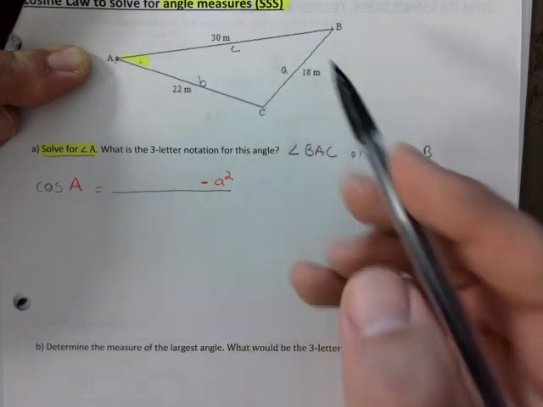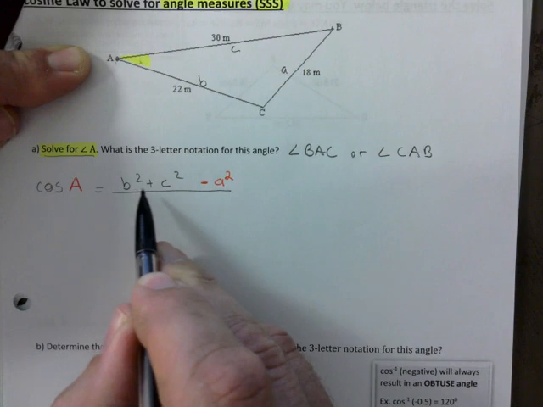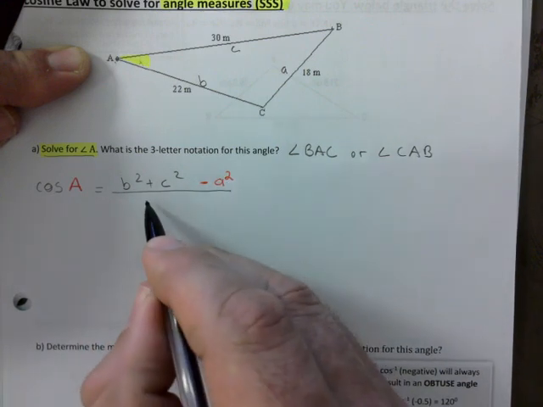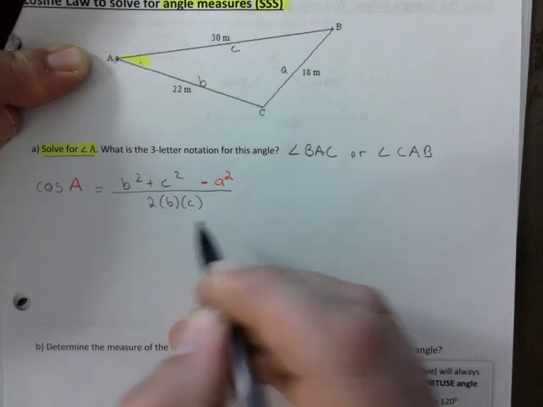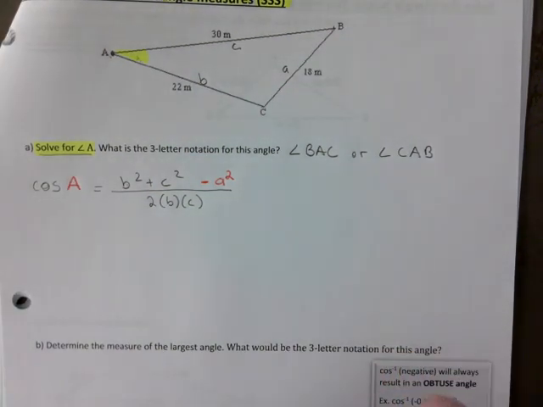So b and c are the two sides that are going to be squared and added. Notice that everything is squared at the top. And then the denominator is just 2 times b times c, right? So nothing squared in the denominator. All right, so there we have it.